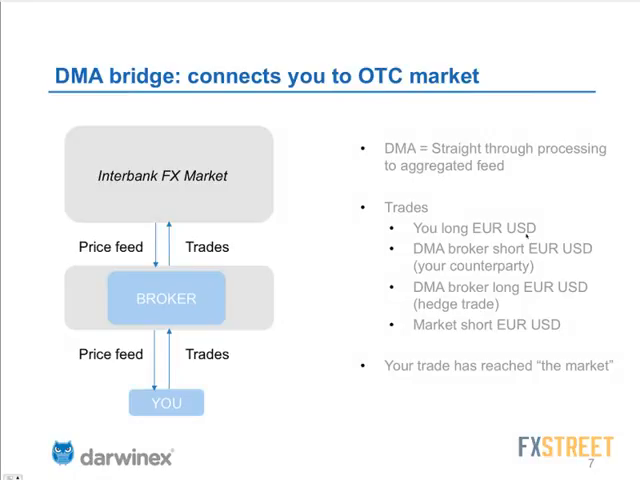Well, whenever you go long the euro dollar, the DMA broker takes two contracts at the same time. On the one hand, he's going to be your counterparty, the way a dealer would be, and he would be short the euro dollar. But unlike a dealer, at the very same time, he would go long the euro dollar to trade with you against the market.